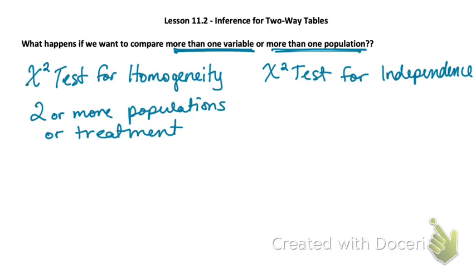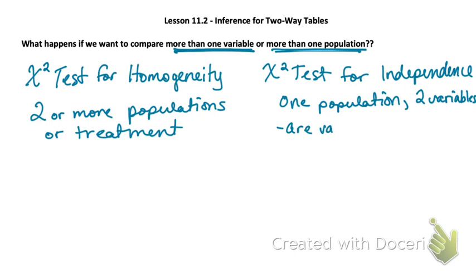A chi-square test for independence. You have one population, but you have two variables, and you're trying to see, are the variables associated? So that is when you're trying to test whether or not these variables are associated or independent of each other. Okay, so that's the chi-square test for independence. You only have one population, but you'll be notating two different variables.